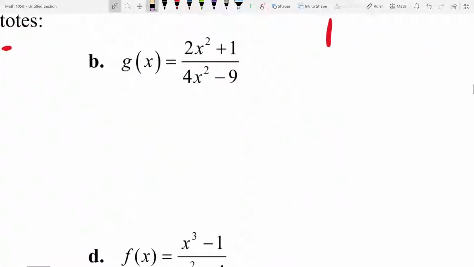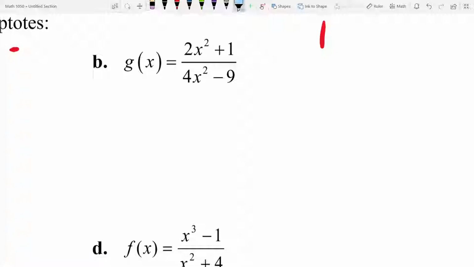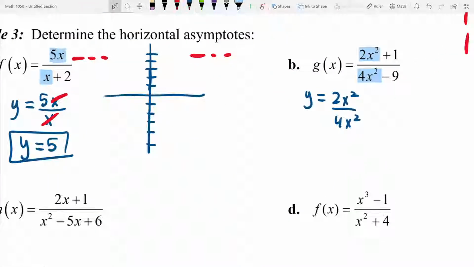Okay, here we go with question B. Biggest over biggest. The biggest exponent on the top is a 2. The biggest exponent on the bottom is a 2. So I'm going to have y equals 2x squared over 4x squared. Everybody stop for a second. If those exponents are the same, like on part A and part B, that is the easiest possible thing that can happen, because then you just reduce it. So the x squareds just go away and you get y equals 2.